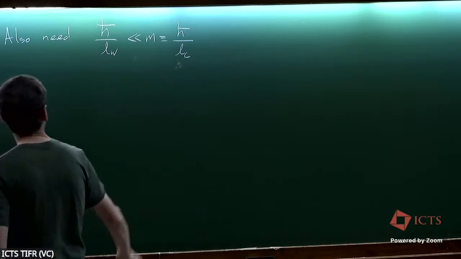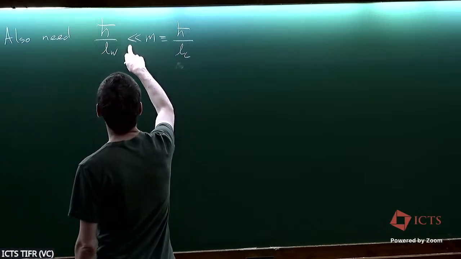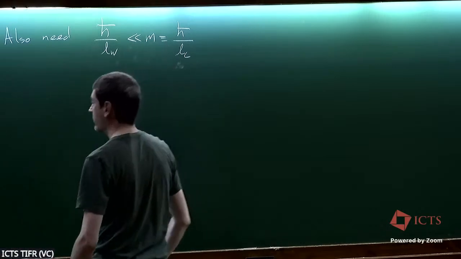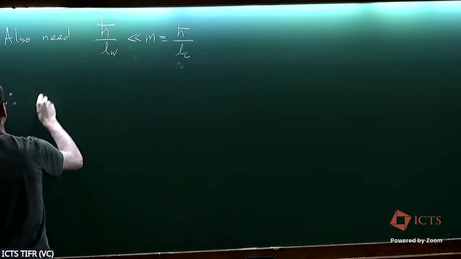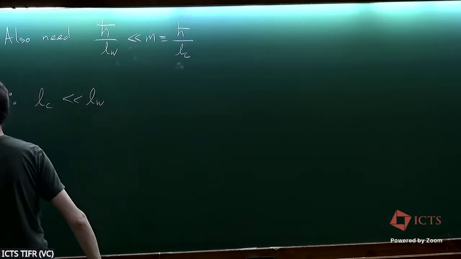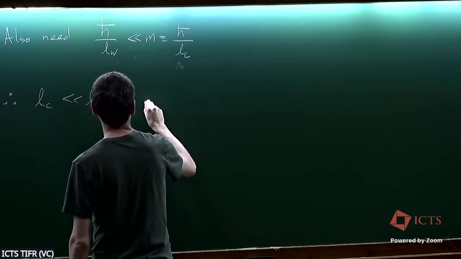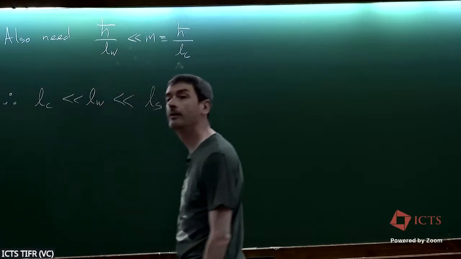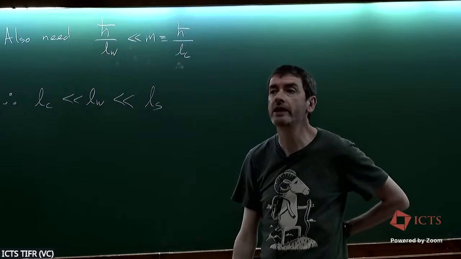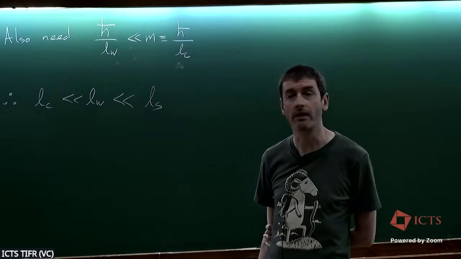Okay, very good. So we have two inequalities here, but we can put them together, and that's a nice thing to do. You see LC must be very much smaller than LW just by multiplying across here. So we can combine these things to see that LC is very small compared to the wave packet spread, and that is very small compared to the scattering, LS. So this is the chain of inequalities that is relevant for classical applications of scattering amplitudes.